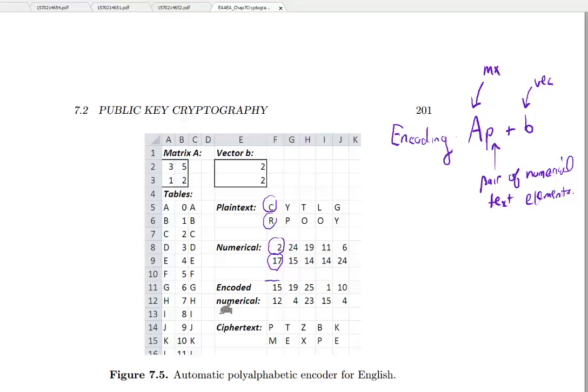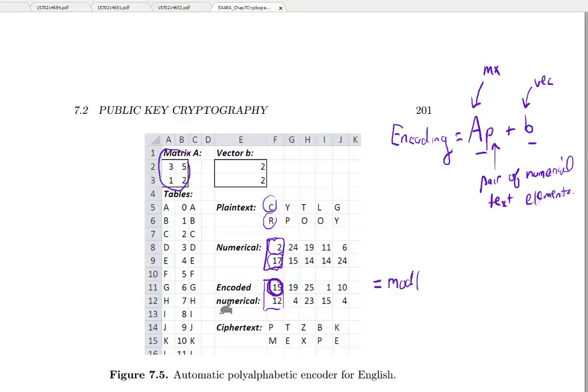All right, now how do you get this encoded numerical here? How are you going to get this formula? Well, this formula here is the encoded form, so you're going to have to use this formula AP plus B. So what formula am I going to put in here? Well, we start with equals. We want to multiply this matrix times this vector and then add this vector. And we're doing it all mod 26. So let me just start off with a mod, because that's how we're going to compute it.